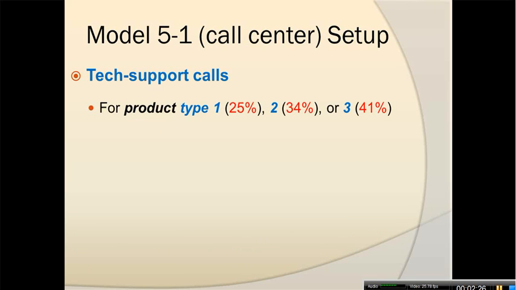Regarding the tech support calls, there will be 3 different product types: product type 1, product type 2, and product type 3. For the first type, we have 25% of all tech support calls being product type 1, 34% being type 2, and 41% of type 3. So we again will have a recording to select which product type it is, and that's uniformly distributed with time between 0.1 and 0.5.